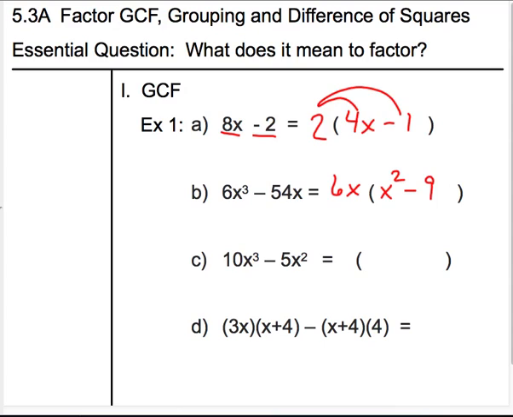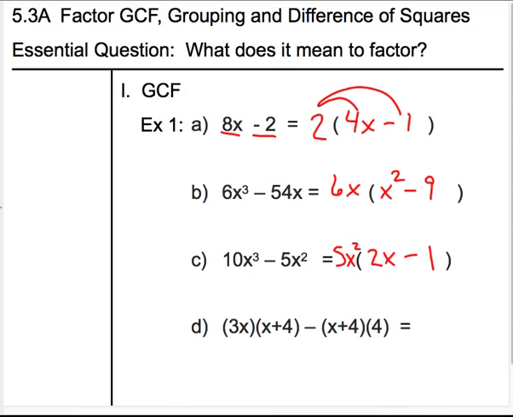Part C, looking at 10 and 5, our greatest common factor is 5. And we have an x cubed and an x squared, so we can pull an x squared out. 10 divided by 5 is 2. And when we pull x squared out, or when we pull 2 x's out from x cubed, we have 1 x left. And again, this time we pull the entire term out, so 5x squared divided by 5x squared is 1.